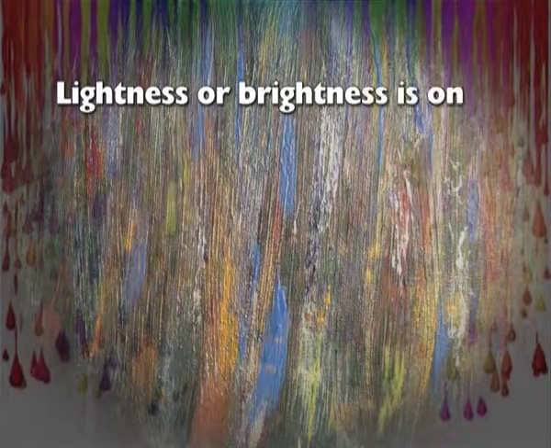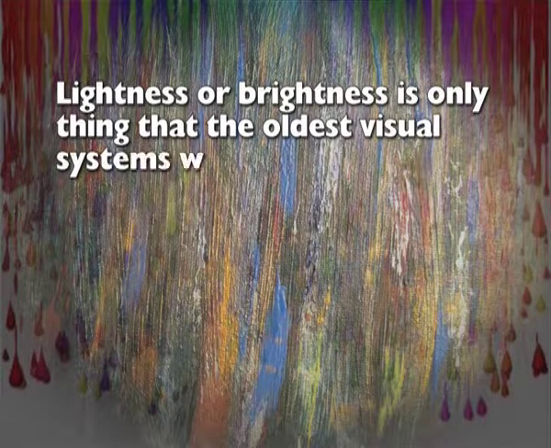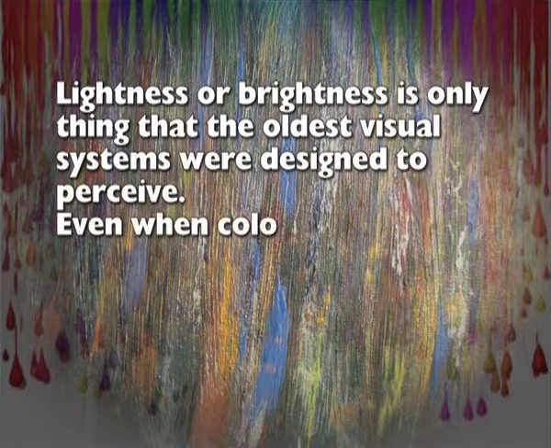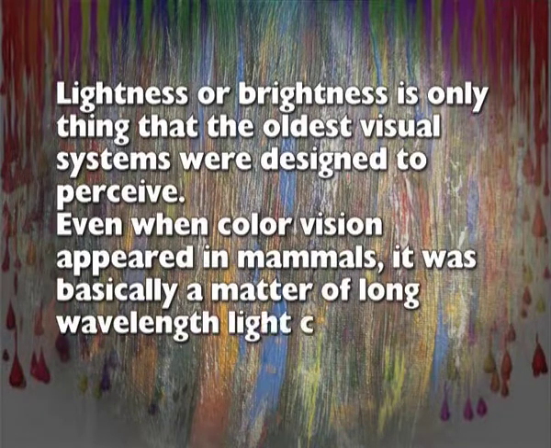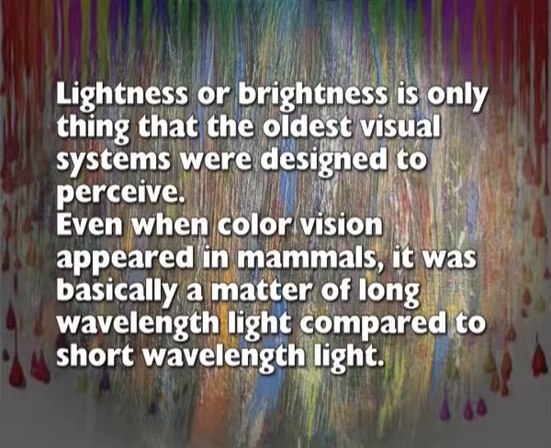Lightness or brightness is the only thing that the oldest visual systems were designed to perceive. Even when color vision appeared in mammals, it was basically a matter of long wavelength light compared to short wavelength light: yellow against blue, which remain in our color vision as the hues that have at their peak saturation the widest difference in lightness. This page develops the perceptual importance and complexity of lightness in our visual response and explores the various ways artists think about, measure and control the value structure in visual works of art.